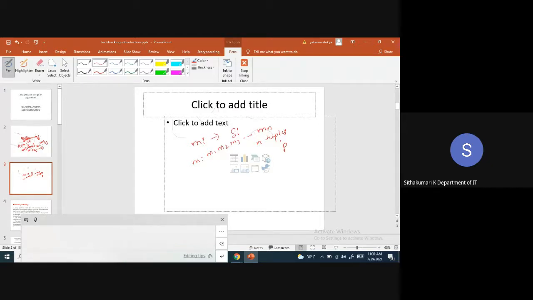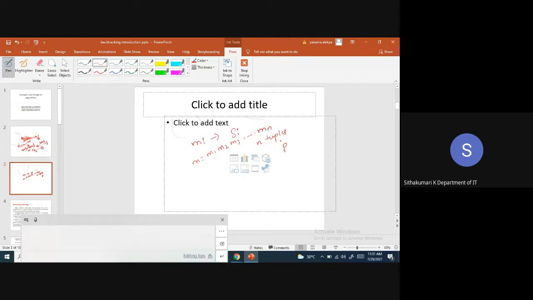But coming to the backtracking technique, with fewer than m number of trials, see here we have m equal to m1, m2, n tuples. Instead of having that many trials, we can end up with the same solution. We can build the solution vector one component at a time. So instead of following the brute force approach, which takes more time, we can apply the backtracking technique and find the same answer with fewer trials. That is the main advantage of the backtracking method.